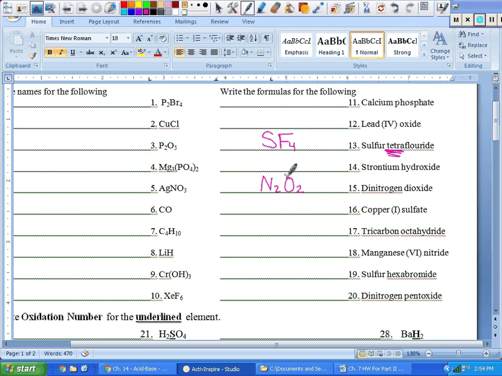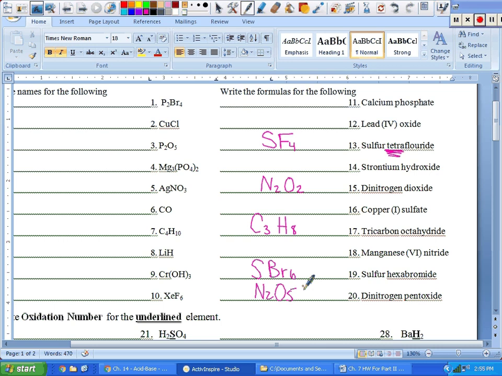Okay. Now look at 19. Sulfur hexabromide. So what you got? SBr6. And then finally, dinitrogen pentoxide. What you got? N2O5. Now here's the best news. You've just started this test and you've already got 5 of them right. You've got 100 so far. If you did this part right.